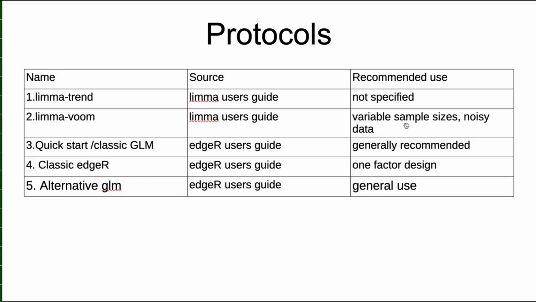with the problematic data. Classic edgeR is very limited because it uses only one factor design, and alternative GLM is slightly different from Quick Start. One is using likelihood statistics, and Quick Start Classic GLM is based on quasi-likelihood methods. And if you are not into statistics, then you simply have to remember that the underlying algorithms are somewhat different.